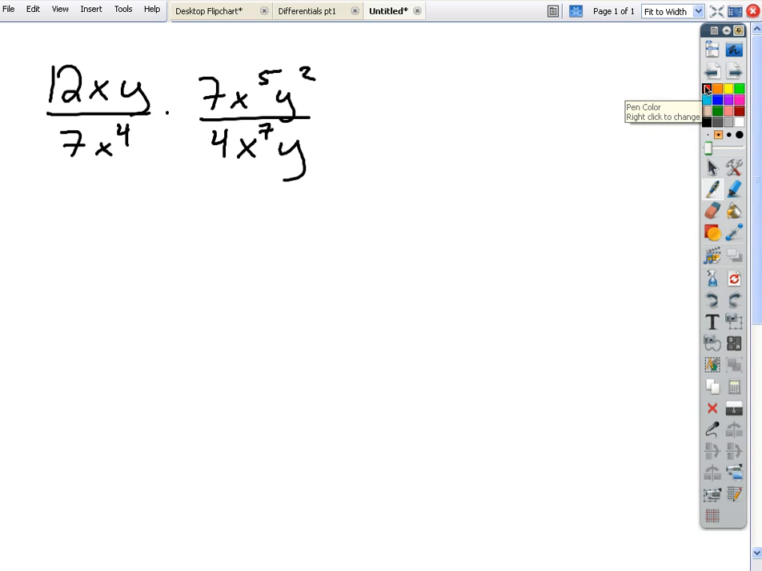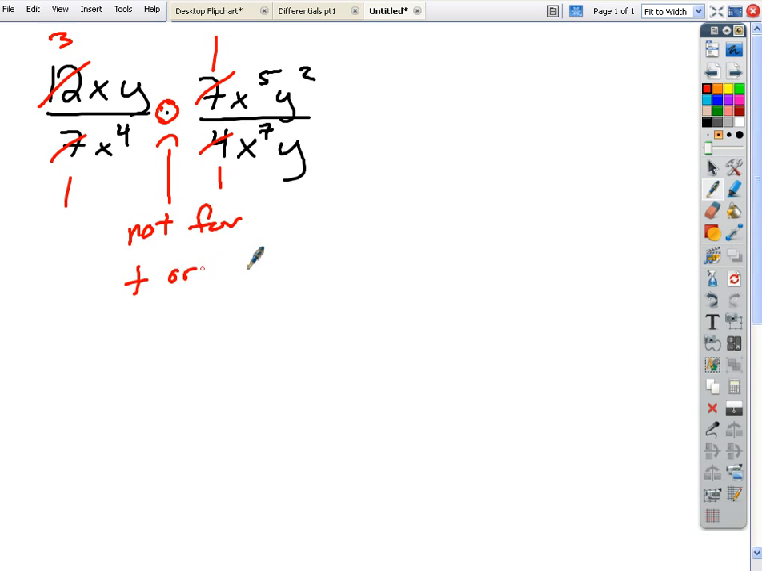Now if these were being added or subtracted, then we couldn't do this. But because they're being multiplied, we can. The 12 over 4 reduces to what? 3 over 1, right there. And then what about the 7 over 7? That's just 1 over 1. We can only do this if we're multiplying. Remember, we can't do this for addition or subtraction. Only for multiplication.